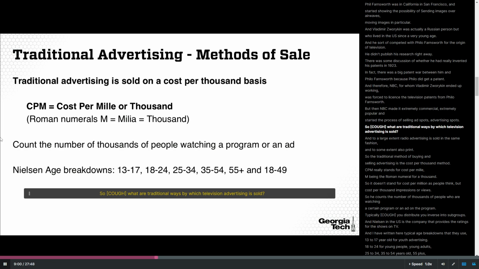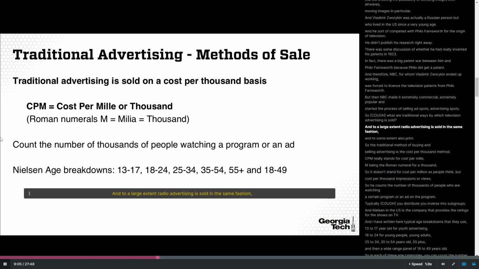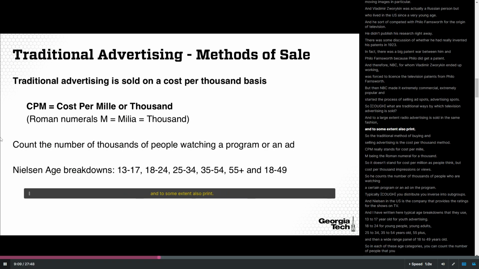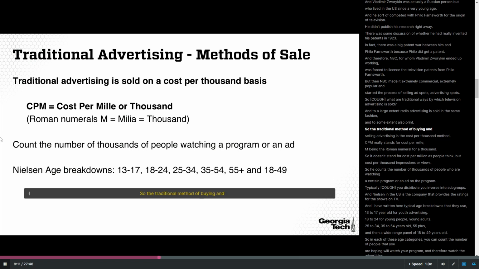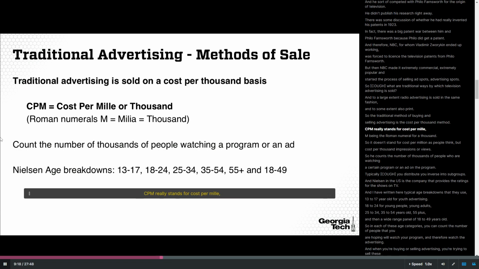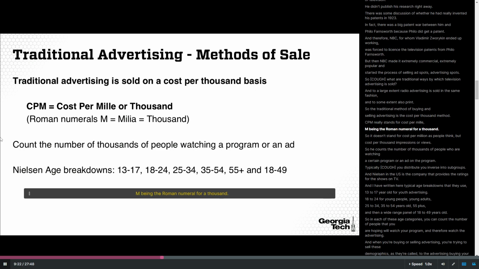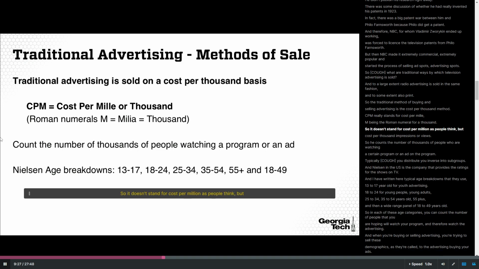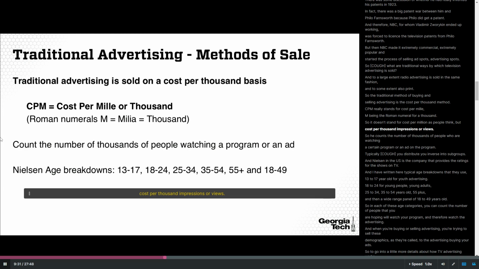So what are the traditional ways by which television advertising is sold? And to a large extent, radio advertising is sold in the same fashion, and to some extent also print. So the traditional method of buying and selling advertising is the cost per thousand method. CPM really stands for cost per mil, M being the Roman numeral for 1,000. So it doesn't stand for cost per million, as some people think, but cost per thousand impressions or views.